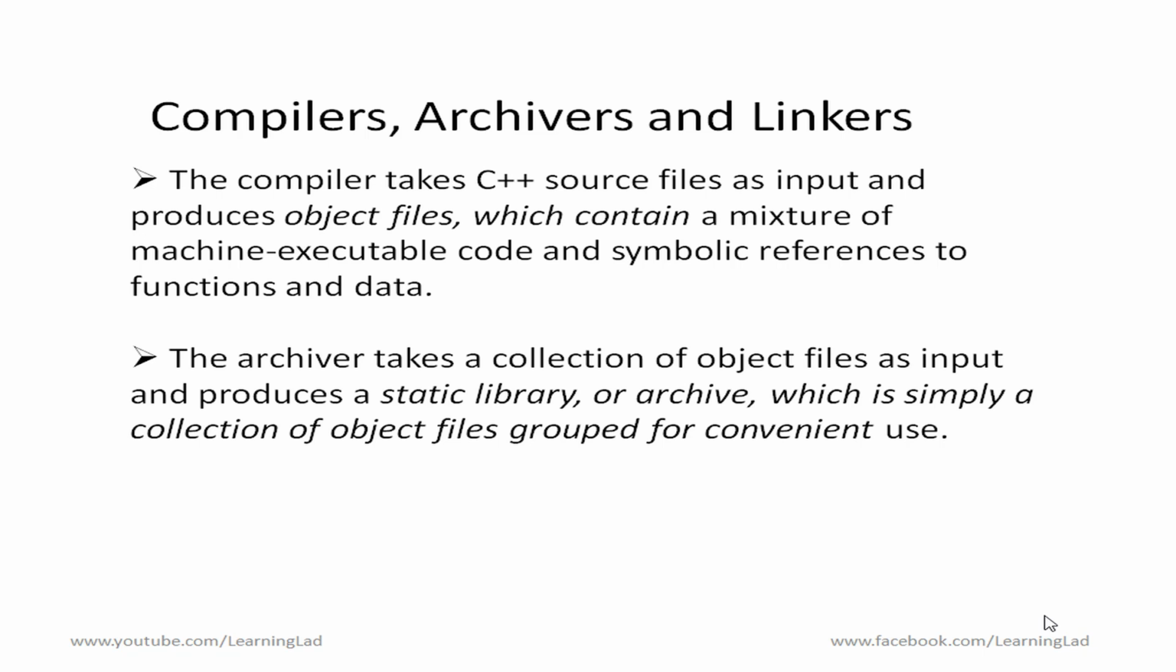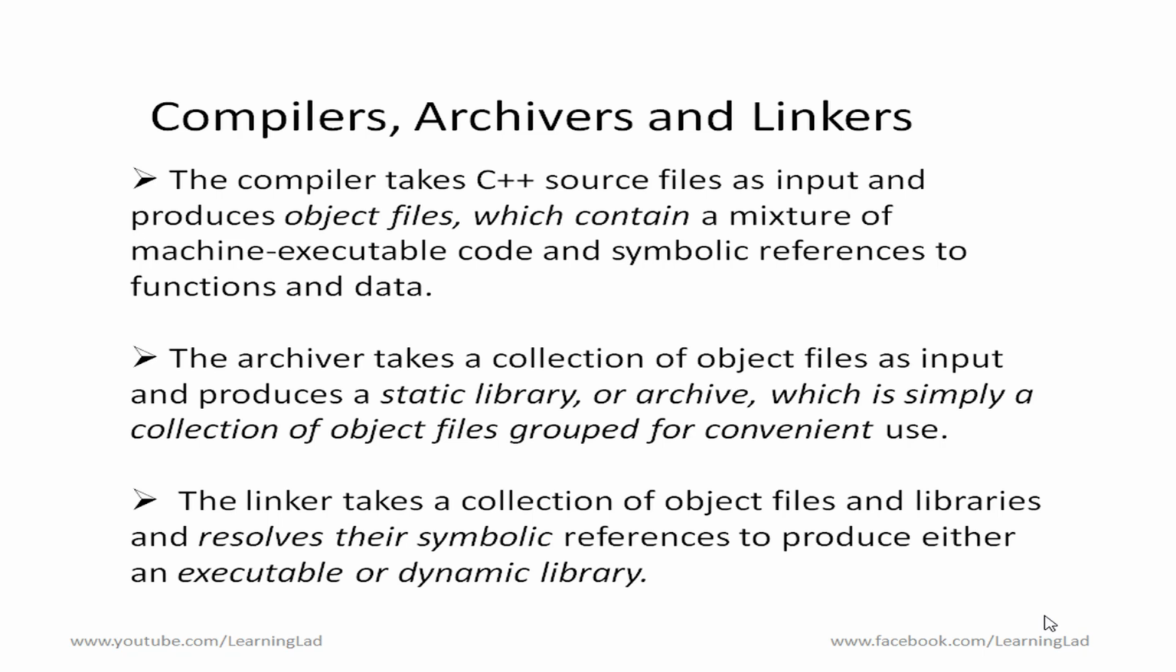Then the archiver, which takes a collection of object files generated by the compiler as an input, and it produces a static library or an archive which is simply a collection of object files grouped for convenient use. And next, the linker. The linker takes a collection of object files and libraries and it resolves their symbolic references to produce either an executable or a dynamic library. So once we have these object files, we pass those object files to the linker. The linker is going to take the group of object files that we have passed and it's going to link them. Whatever symbolic references to the functions or the data we have made, all those references will be resolved and an executable file or a dynamic library file, a DLL file, will be generated.